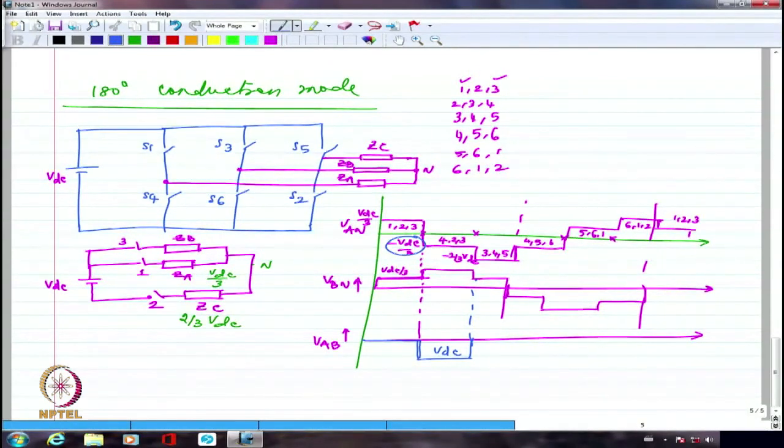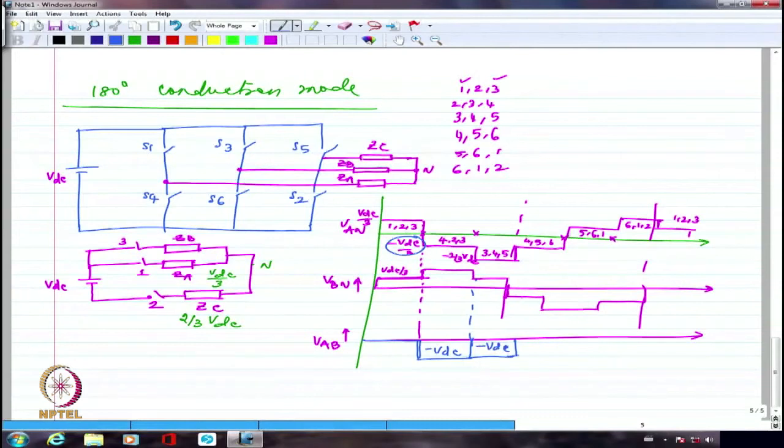After this, this is 2 by 3 VDC minus 2 by 3 VDC and this is VDC by 3. Yeah, so this is again minus VDC itself. So I will have one more minus VDC. This interval will also be minus VDC.